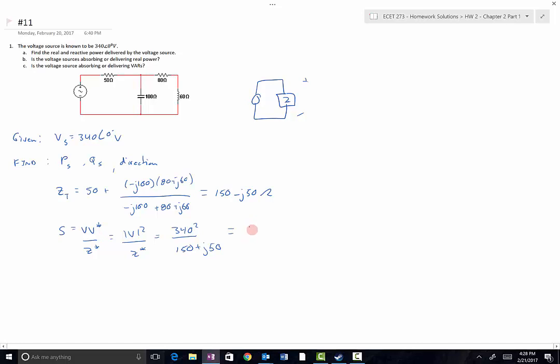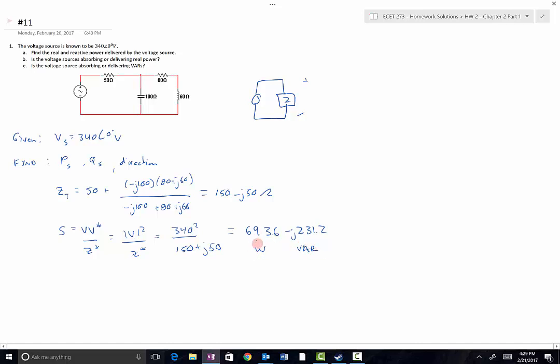If you throw that in your calculator and put it in rectangular form, it will give you 693.6 minus J231.2. So the source is delivering 693.6 watts, and it is absorbing 231.2 VARs.